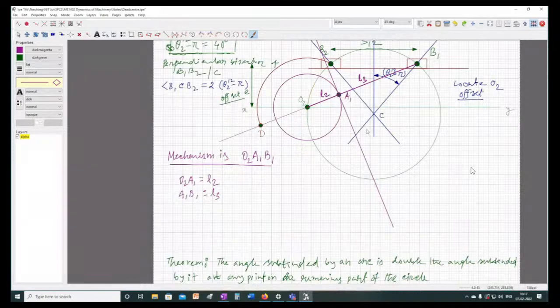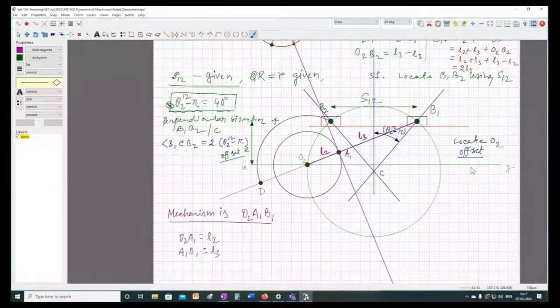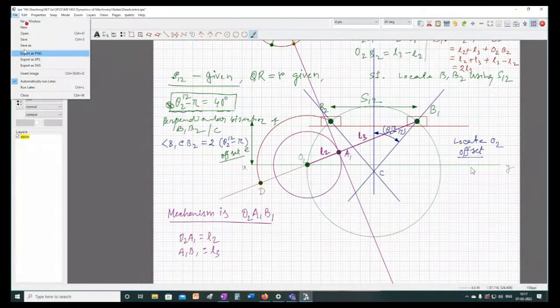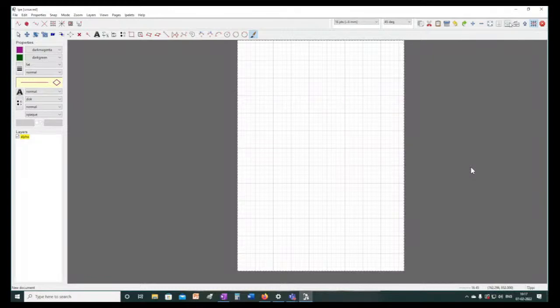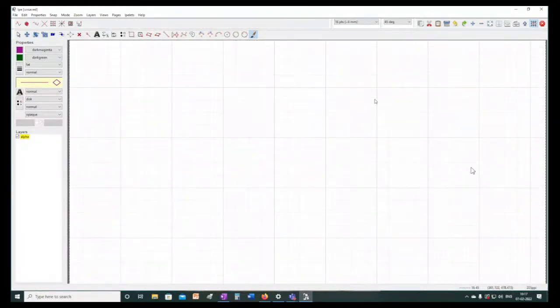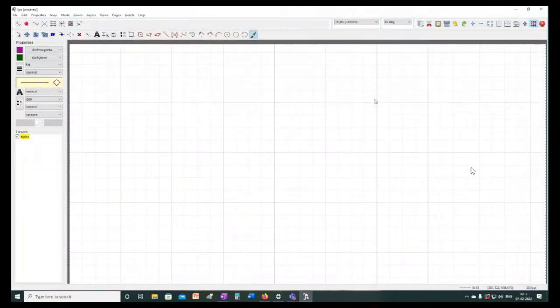If no doubt is there, let's go to the next topic. This is our lecture number 10, part 2. Here we will discuss how to get a crank rocker mechanism.